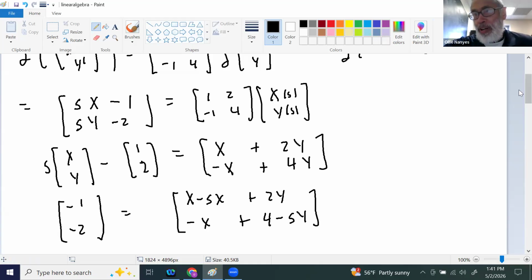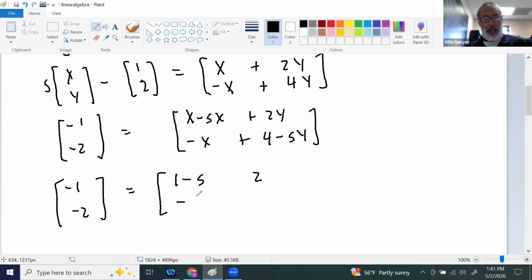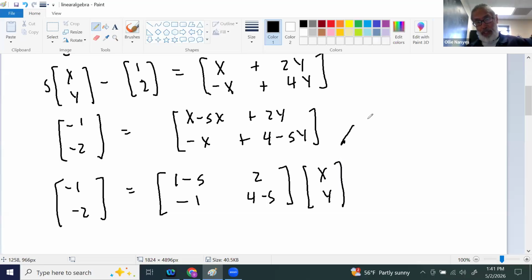And then the way we solve this in class is we use matrices. So I probably shouldn't have gone back from the matrix again, but here we go. Look at what we have right here. This is 1 minus s, 2, minus 1, 4 minus s, times x, y. This is x of s, that's y of s. So we have this matrix equation now.